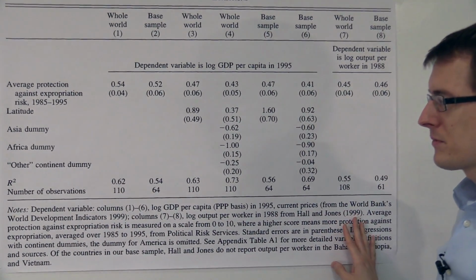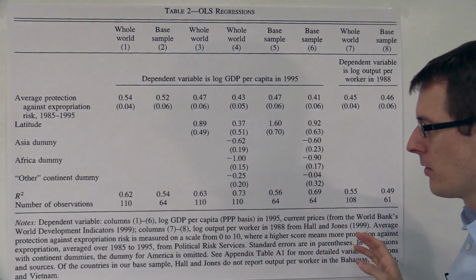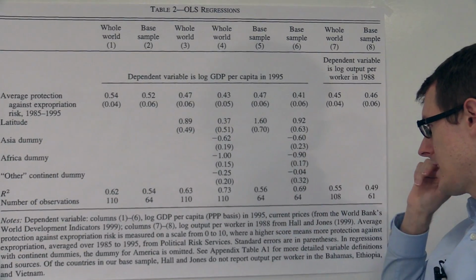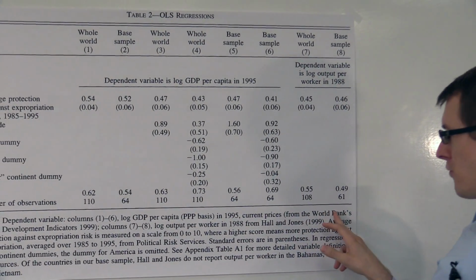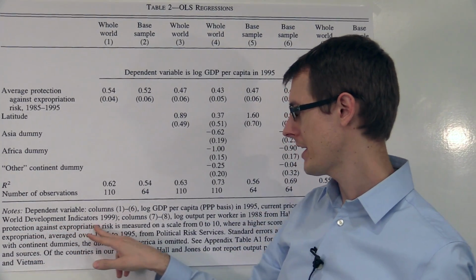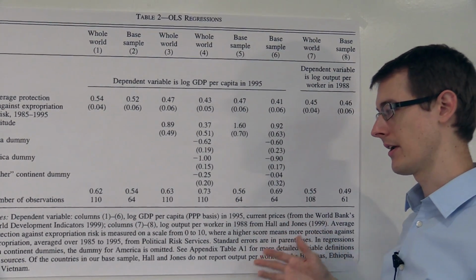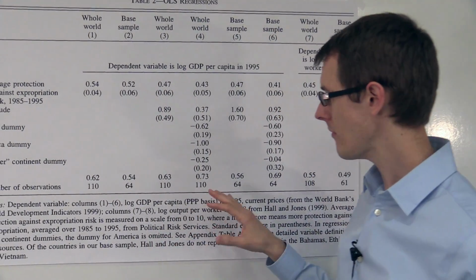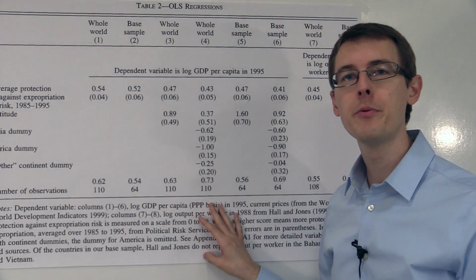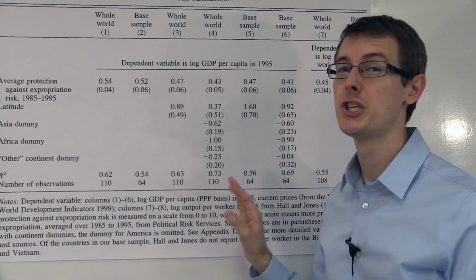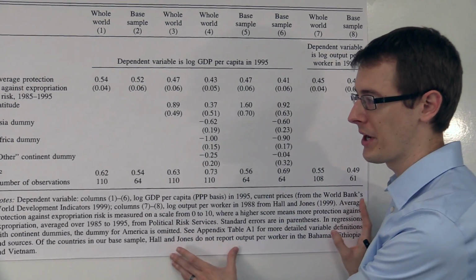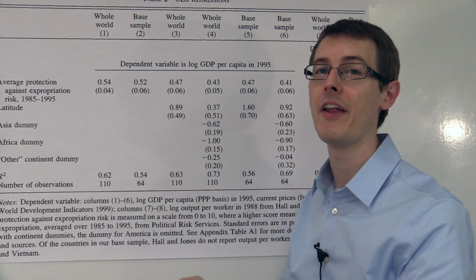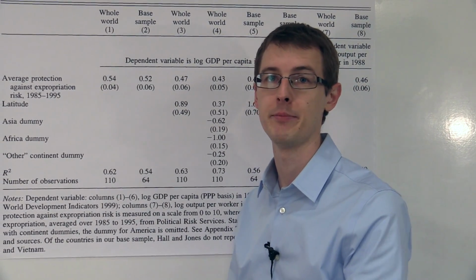Down here, we just have some notes explaining more about the table: what's the dependent variable, some details about columns 1 through 6, how things are measured, current prices from the World Bank's World Development Indicators, 1999, et cetera, et cetera. Some references to see Appendix Table A1, and so on. Remember, when you read a paper, you should be able to read it by just looking at the tables. So the authors want to give you enough extra info in this table so you can understand what's going on without actually reading any of the body text in the paper.